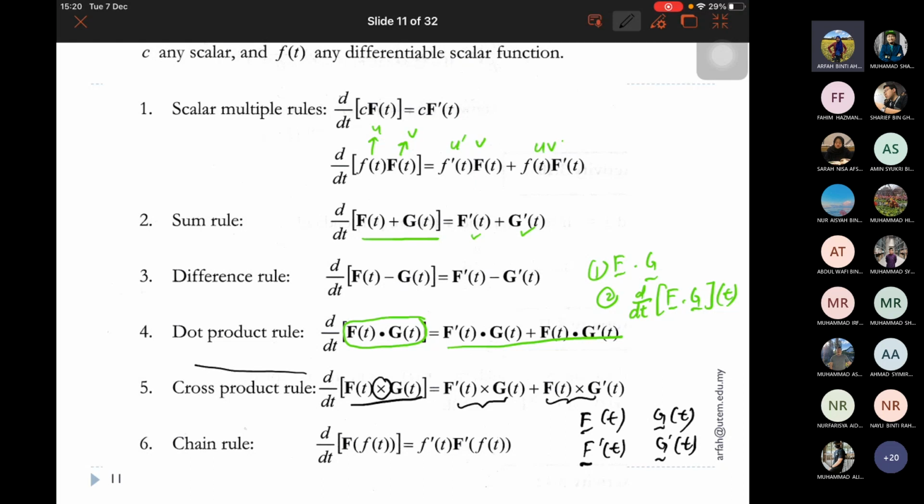Okay. So if you are using this one, you do the cross multiplication first and then baru awak bezakan apakah dia punya hasil. That is.